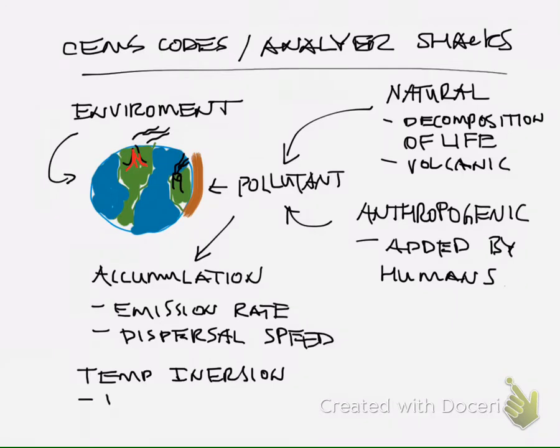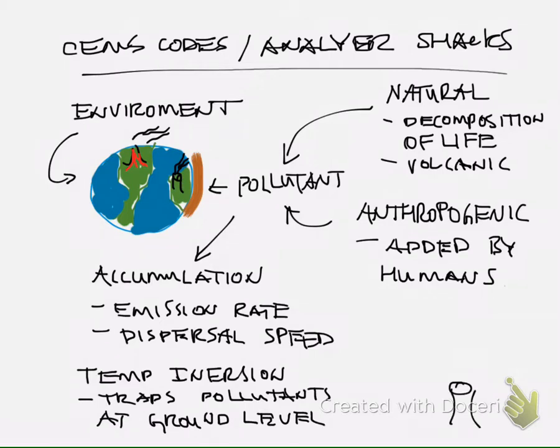And another key term that relates to that accumulation is temperature inversion. A temperature inversion is when we have cool air at ground level and hot air above. What that'll cause to happen is the pollutants, when they come out of the stack or wherever they're coming from, they'll want to collect at ground level, and that's a problem, obviously, for humans and animals that are on the ground, because they're going to be exposed to these higher concentrations of the pollutants. And that's going to increase the accumulation.